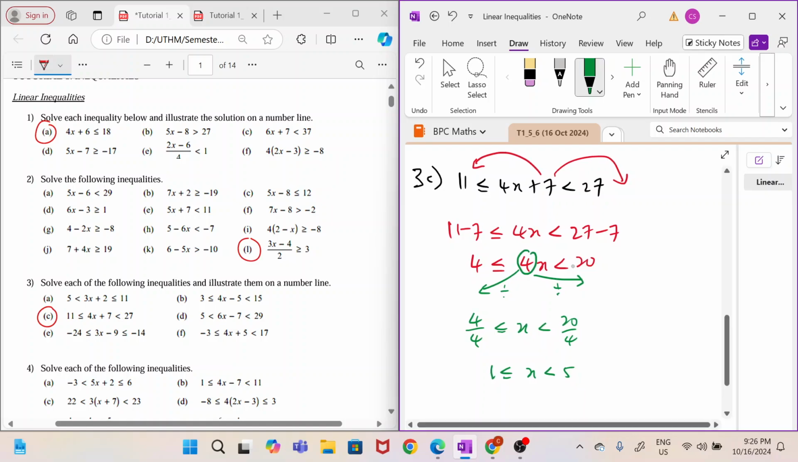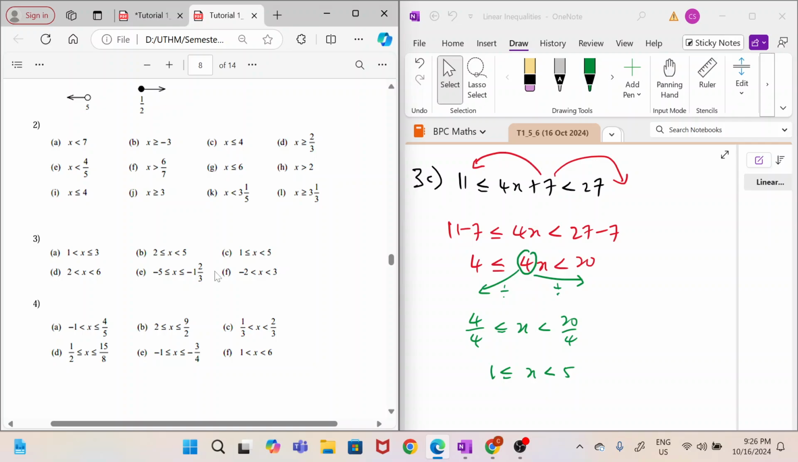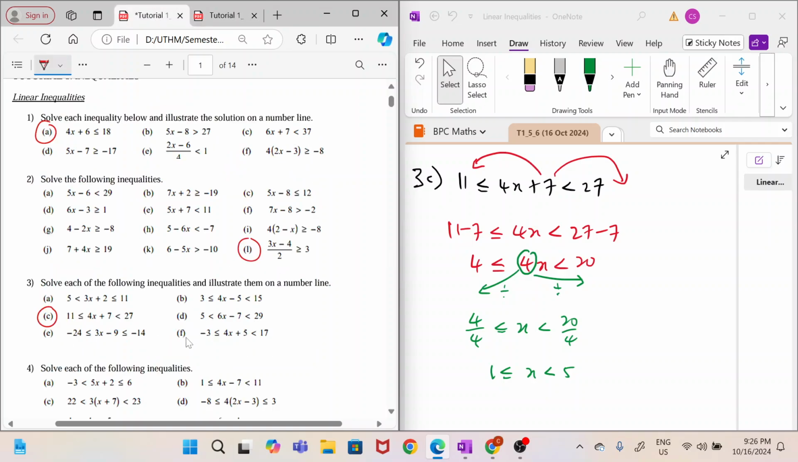In the answer, behind the answer, I didn't give you number line. Okay, I didn't give you number line, so never mind. You want to do number line also can, you don't want to do number line also can. Yeah, I leave it to you. If you want to do this as a number line, then how to do this?